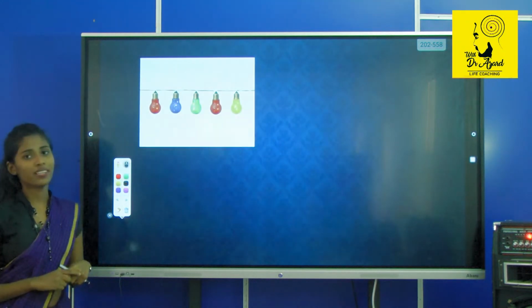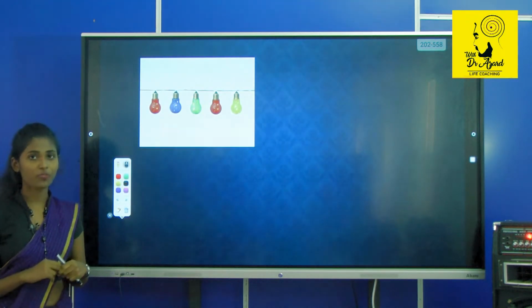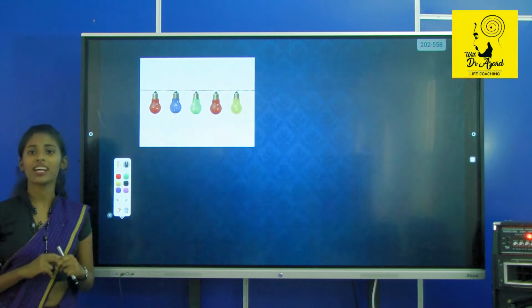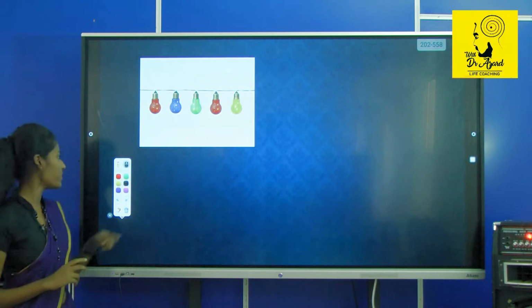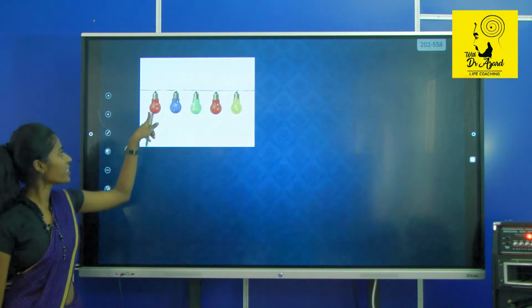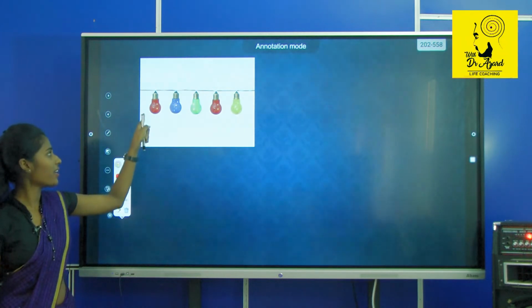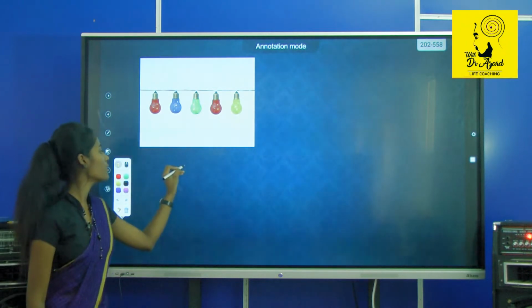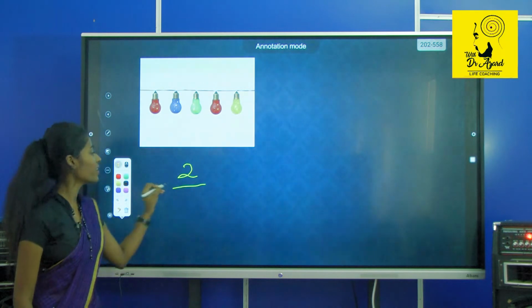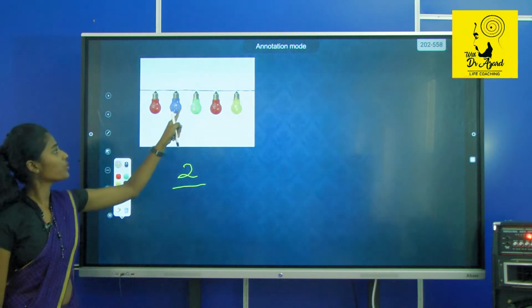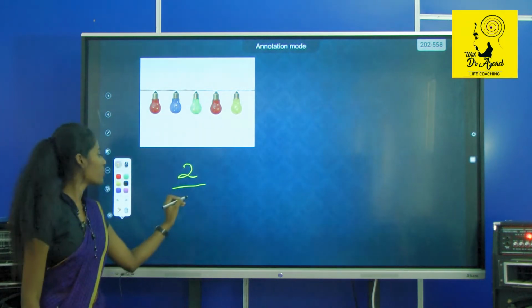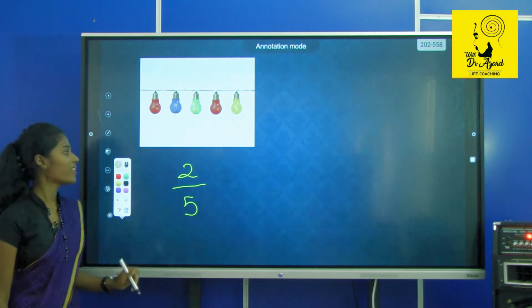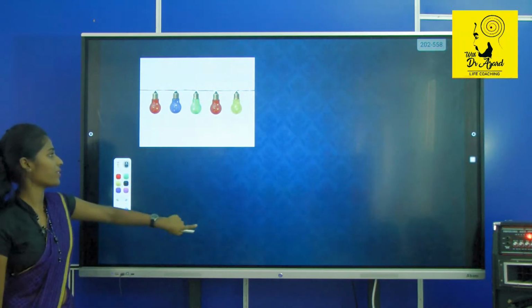Next example. Here you can see a set of bulbs. I need the red color bulbs. So how can you write the fraction? The fraction is how many red bulbs are there? 1, 2. 2 bulbs are there out of 1, 2, 3, 4, 5. Out of 5 bulbs. That's how you can write the fraction.